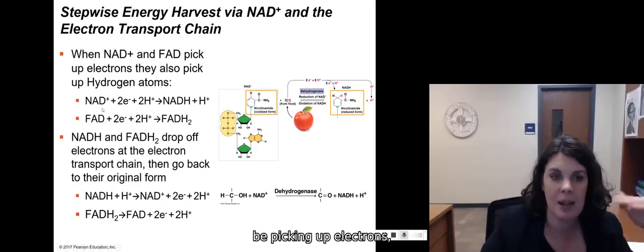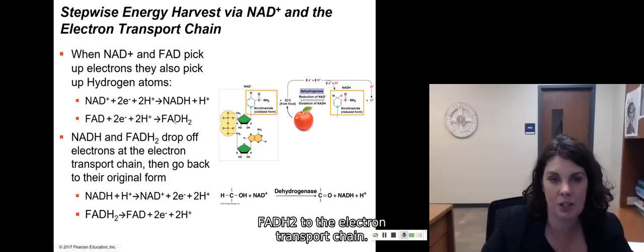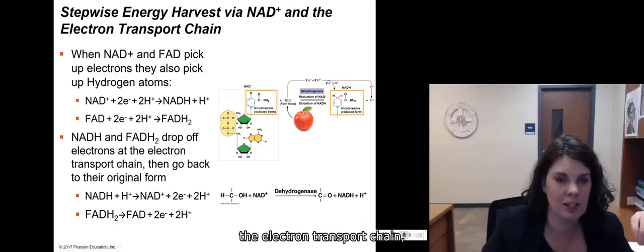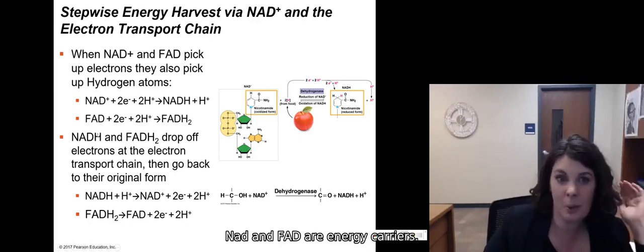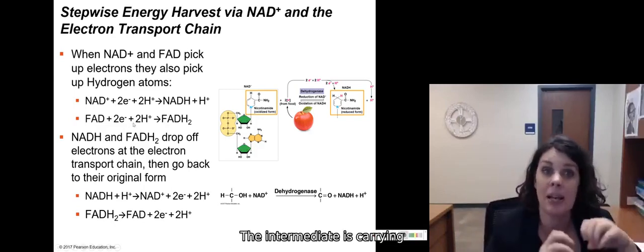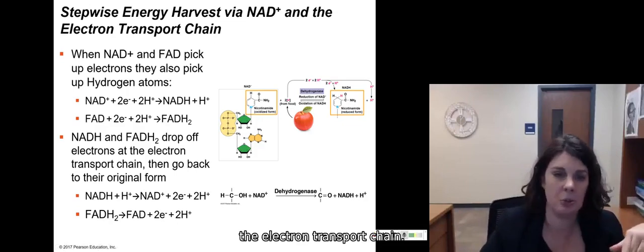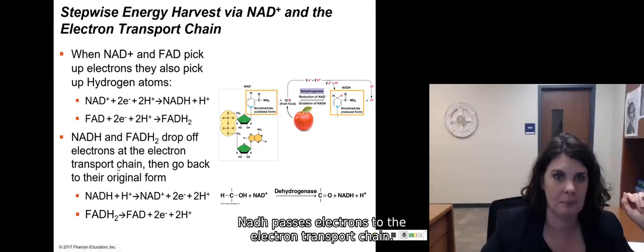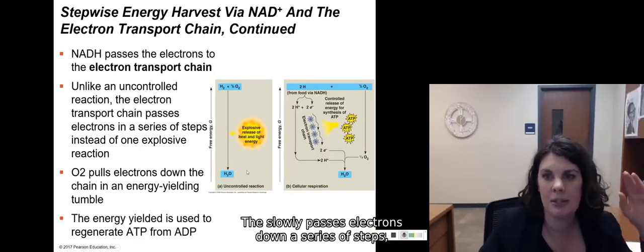So we're going to have NAD and FAD picking up electrons, carrying them as NADH and FADH2 to the electron transport chain. When they have dropped off their electrons at the electron transport chain, they return back to being NAD plus and FAD. So NAD and FAD are our energy carriers, kind of the intermediates carrying those energized electrons to the electron transport chain. Okay, so NADH passes electrons to the electron transport chain.